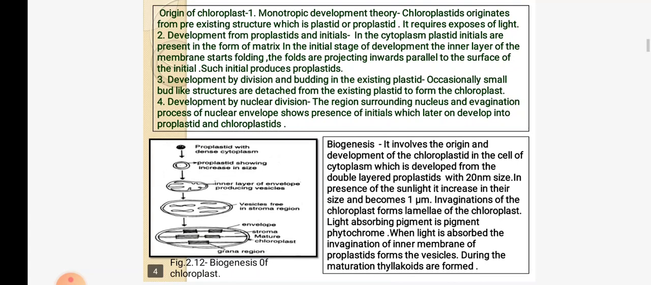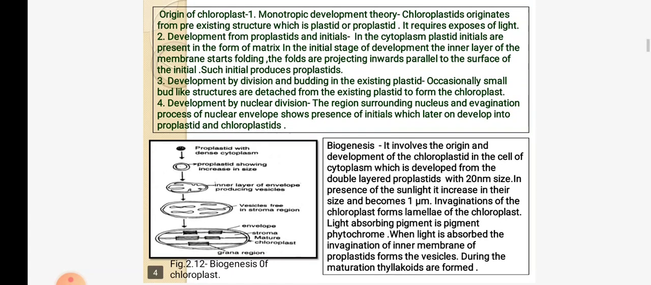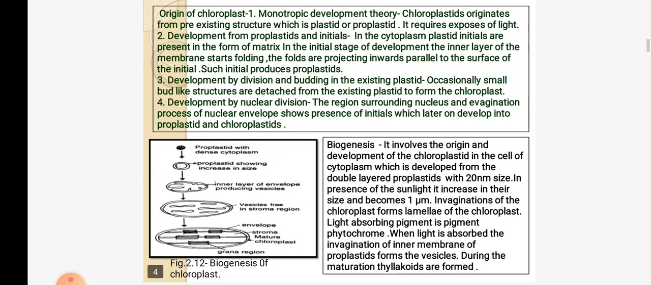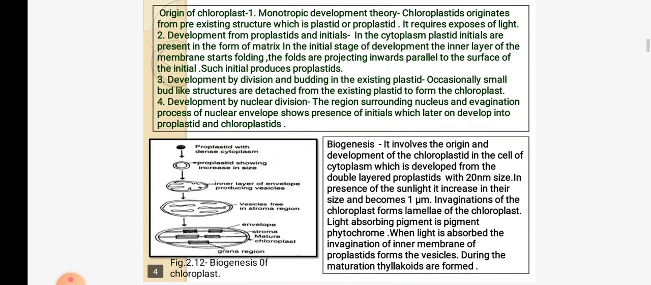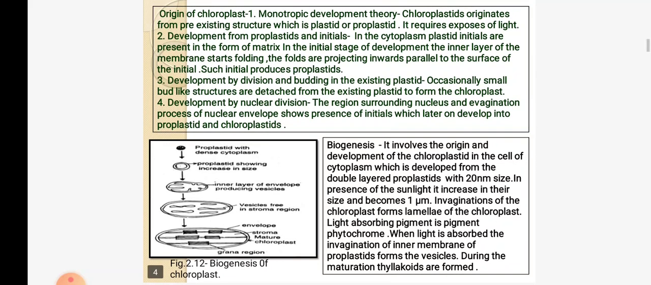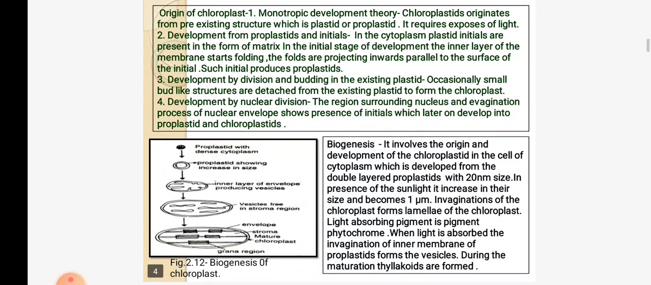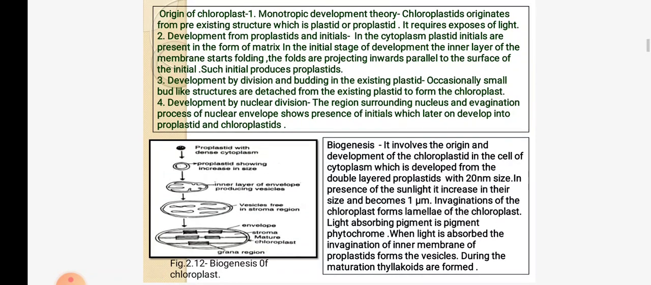In this slide, we will study the origin of chloroplast. It may be originated from a pre-existing structure. In the monotropic development theory, plastids are useful to produce the chloroplast. Development is from proplastid and initials.